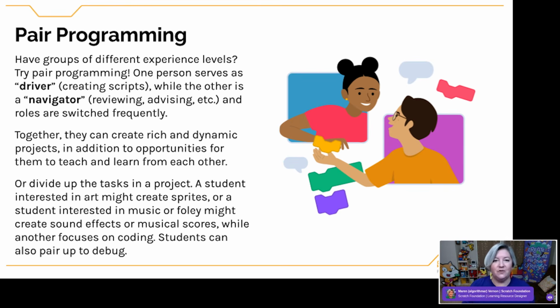Together, the pair can create rich and dynamic projects, while they have opportunities to teach and learn from each other and explore different solutions. The pairs could divide up the tasks in a project. A student interested in art might create sprites, or a student interested in music or Foley might create sounds or musical scores, while another focuses on coding. Or students could pair up at specific moments to debug or add additional elements together.